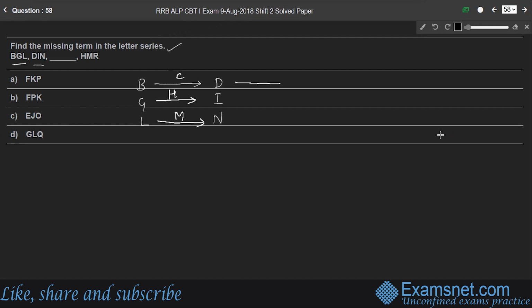So to find the next letter cluster, we have to write one letter between D and the first letter of the next cluster, right? So after D, E, therefore the first letter of the third cluster will be F. After I, J is the middle letter, and the second letter of the third cluster is K. And after N, O, therefore P will be the third letter in the third cluster. Therefore, the third letter cluster will be FKP.